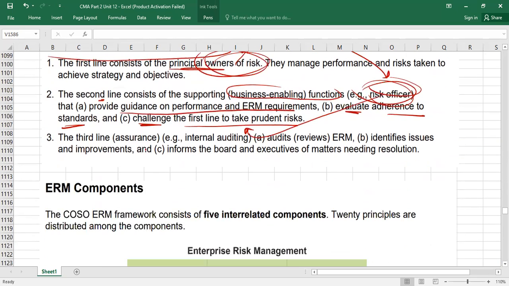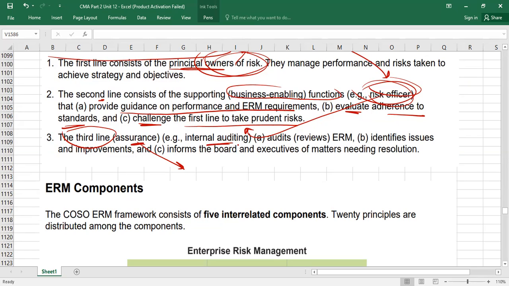Then guys, third, what do we have here? The third line. Third lines are assurance providers. Usually these are internal auditors. It could be external auditors also, because when external auditors do the audit, they also check internal controls, but they are primarily responsible for finance-related internal controls. But here, let's take the example of internal auditing. So this is the third line.